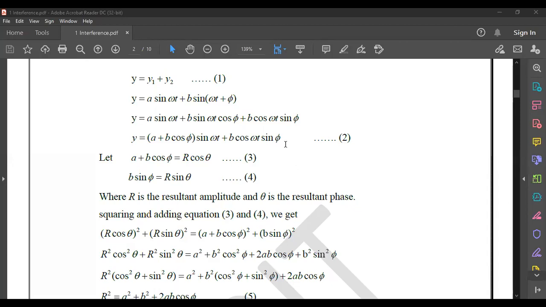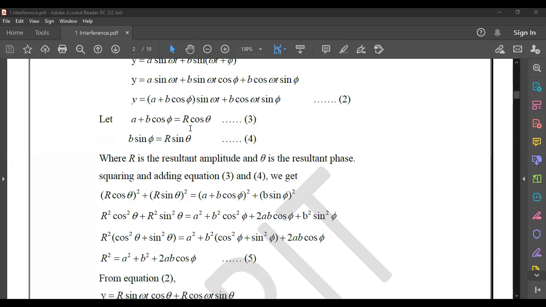I think up to here there are no issues, isn't it? Up to equation 2, yes. Then we will introduce A plus B cos phi as R cos theta, and B sin phi as R sin theta. So we can replace these parameters into this equation, where R is the resultant amplitude and theta is the resultant phase. That means R is the amplitude after superposition and theta is the phase after superposition.